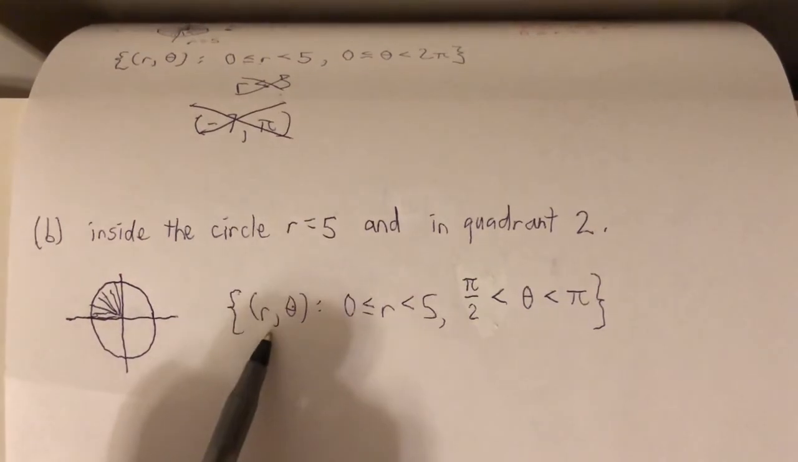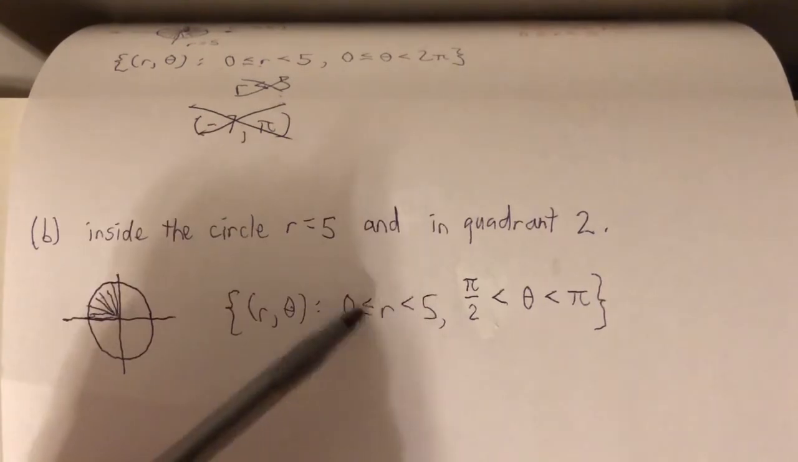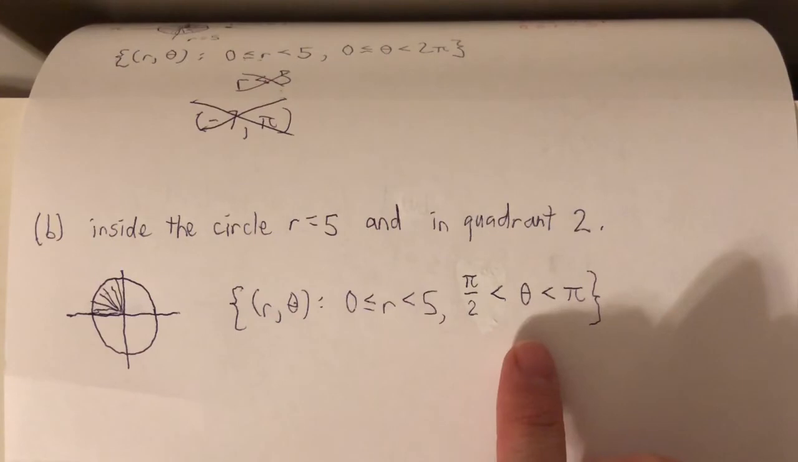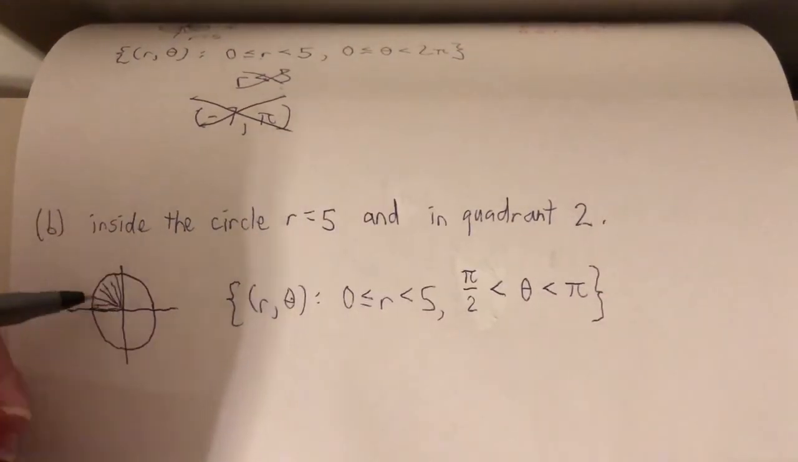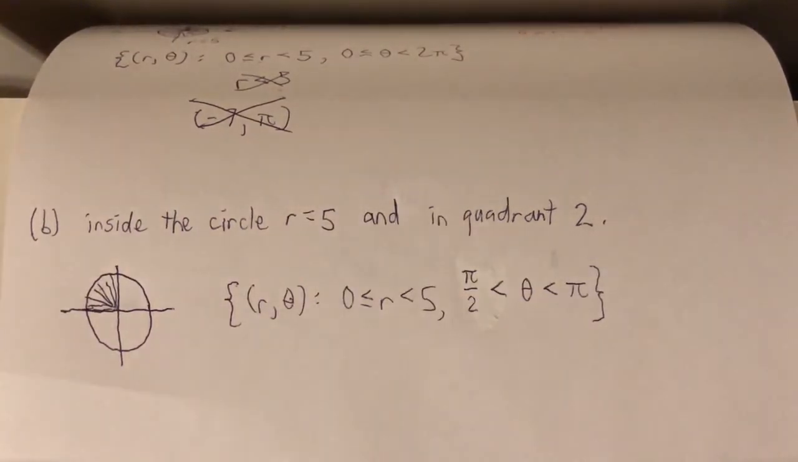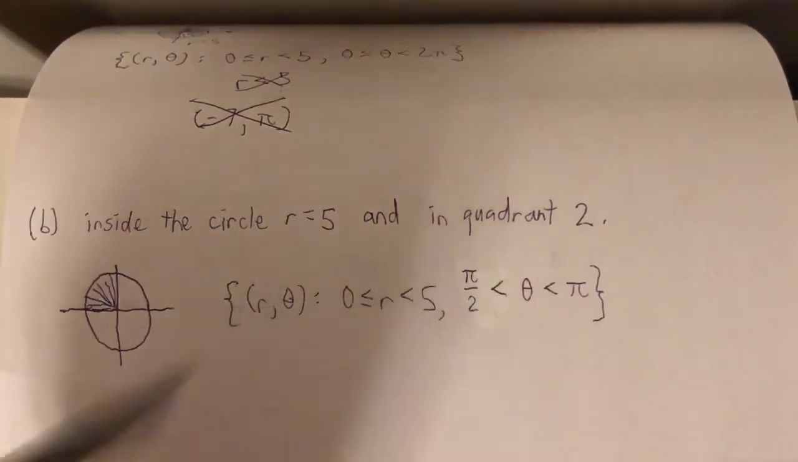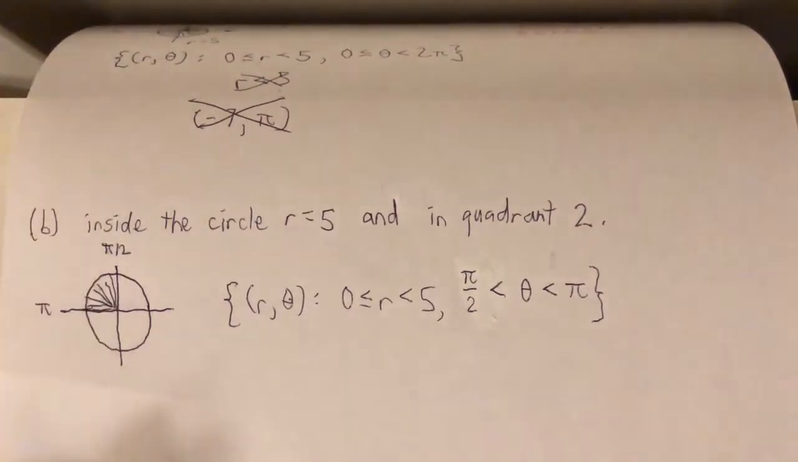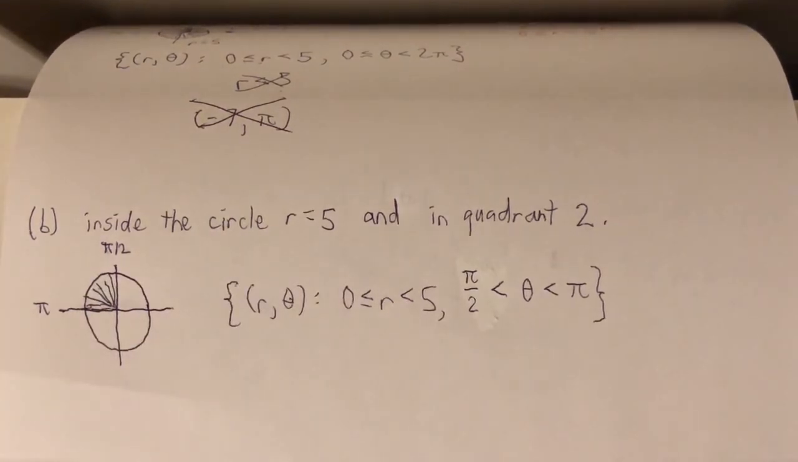So I got the set of all points r comma theta, where r is between 0 and 5, including 0, not including 5, and pi over 2 less than theta less than pi. That's going to restrict my attention to the second quadrant where I get all those points exactly one time. Now, one thing I'll note here is when I say in quadrant 2, I excluded the quadrantal angles here because the quadrantal angles are not technically in quadrant 2.